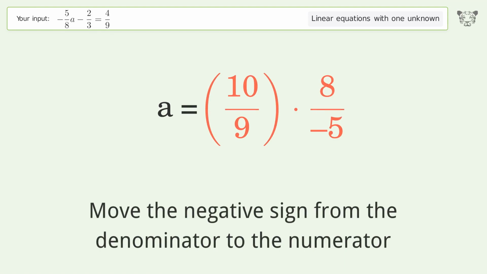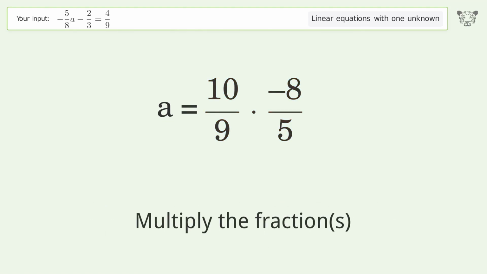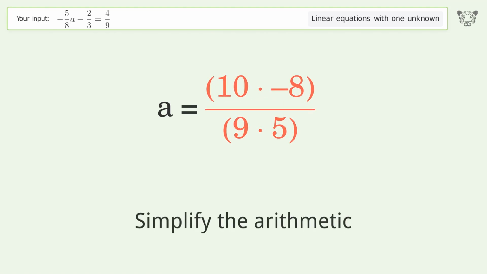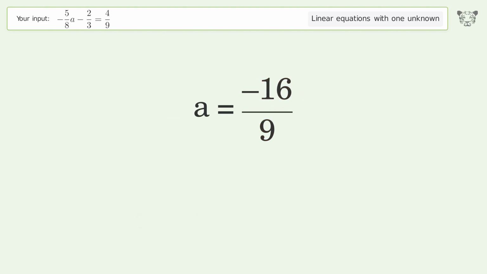Move the negative sign from the denominator to the numerator. Multiply the fractions. Simplify the arithmetic. And so the final result is a equals -16/9.